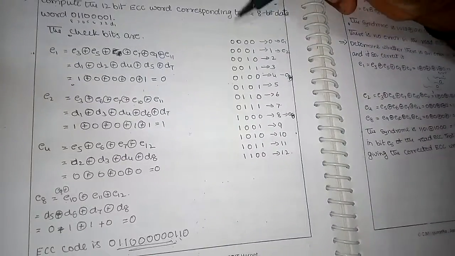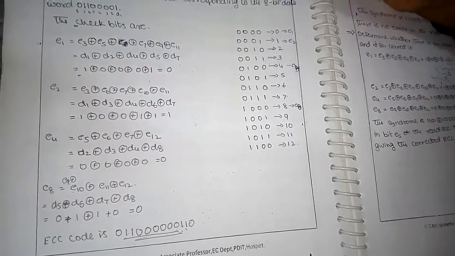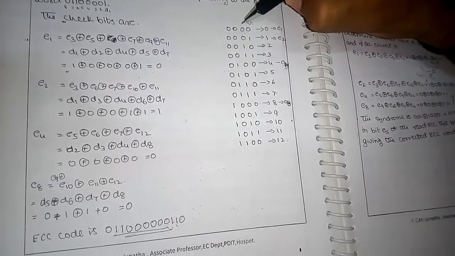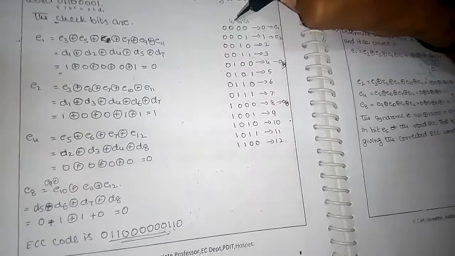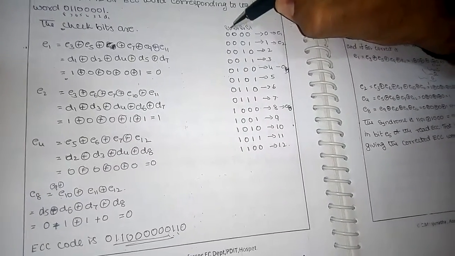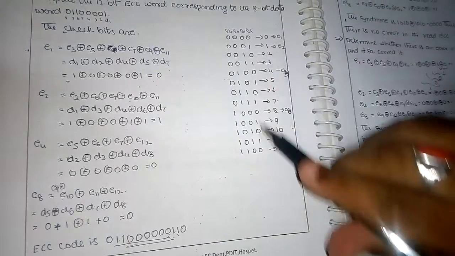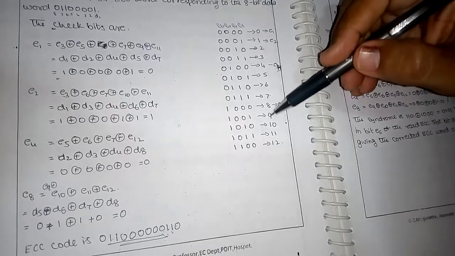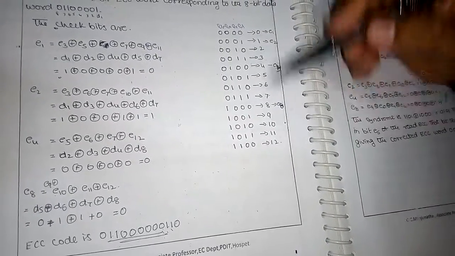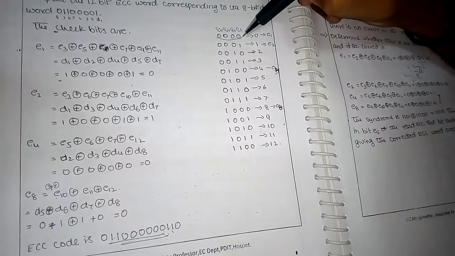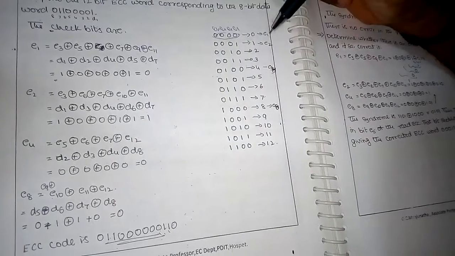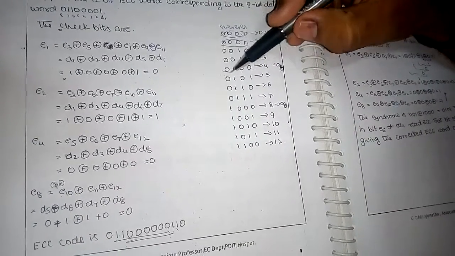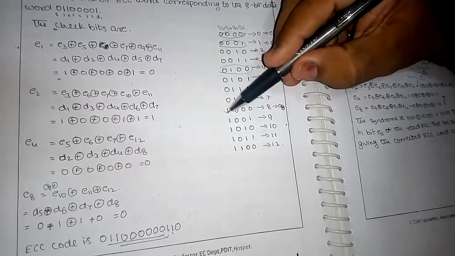Now how do we write E1, E2, E3, E4? First I have to write the corresponding bits over here, the positions 0, 1, 2, 3, 4, 5, 6, 7, 8, 9, 10, 11, 12. You leave these bits because you have to check the error of E1, E2, E4 and E8.